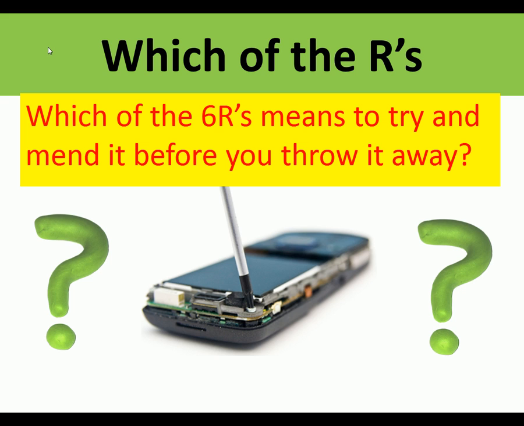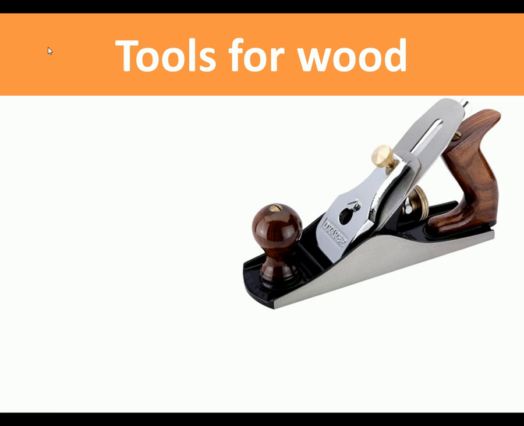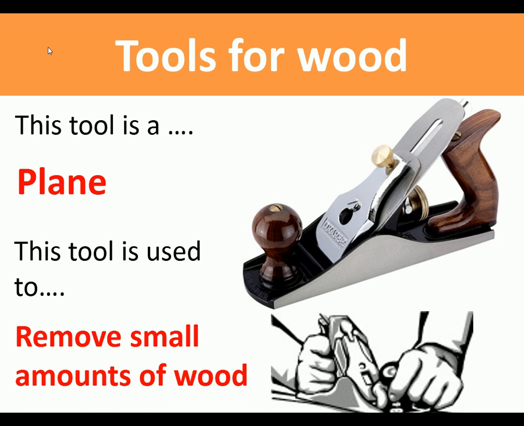Which of the 6 R's means to try and mend something before you throw it away? It is repair. Tools for wood. This tool is a plane. This tool is used to remove small amounts of wood and smooth off a surface.